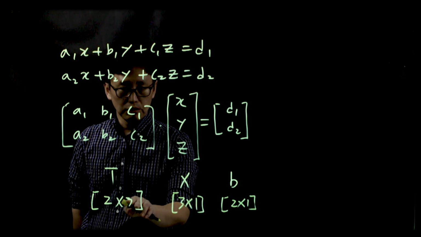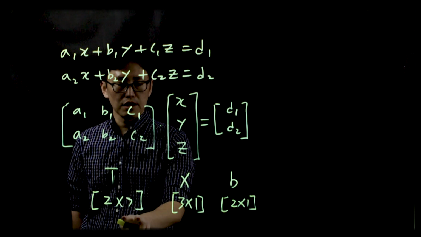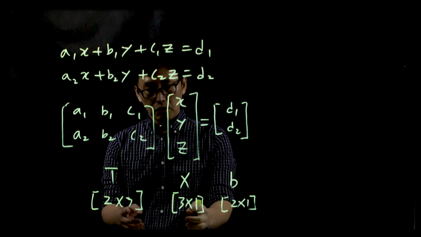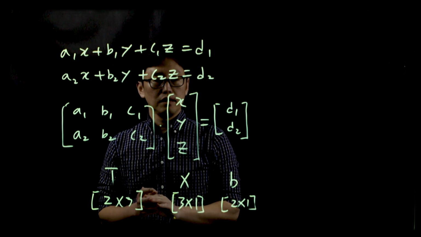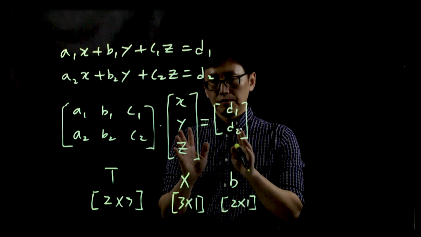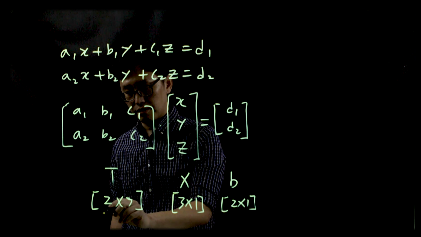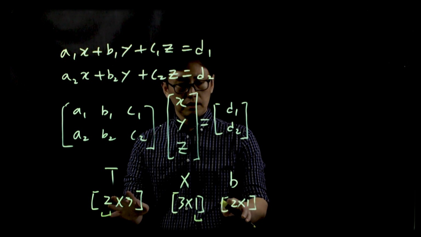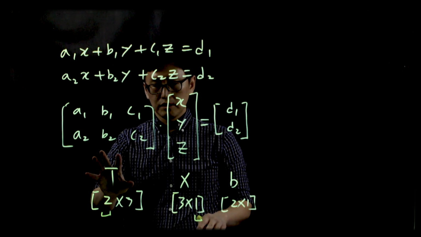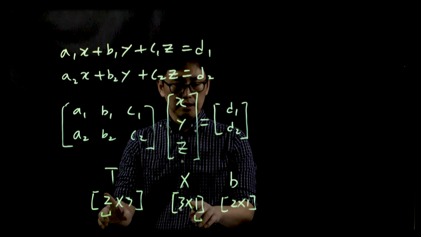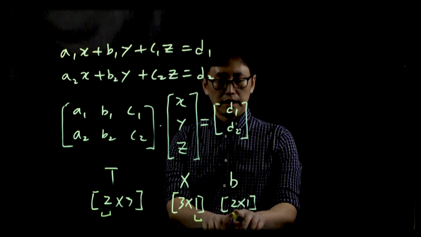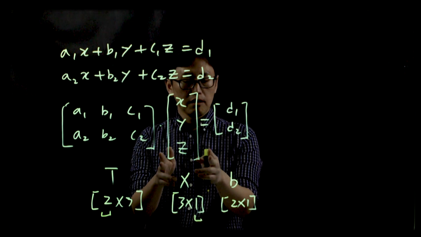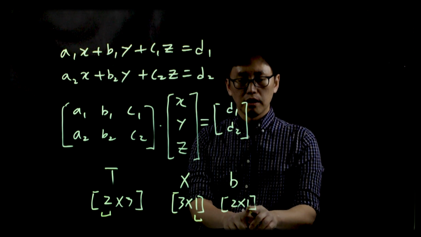For example, here the number of columns of this matrix is 3, and the number of rows of this column vector is also 3. Because they are the same, this matrix multiplication can be done, and the size of the result is always given by the first and the last numbers of these dimensions. For example, the number of rows in the first matrix is 2, and it appears here as 2 as well. And the number of columns of this column vector is 1, so we have 1 here.